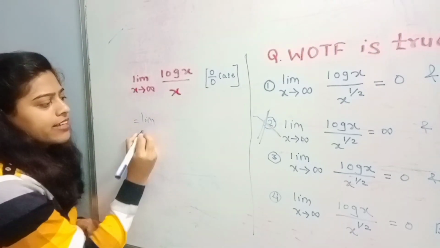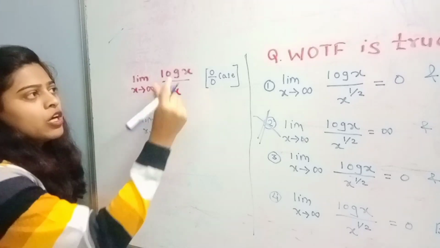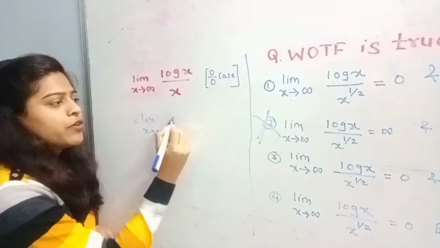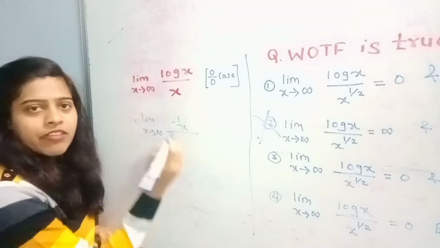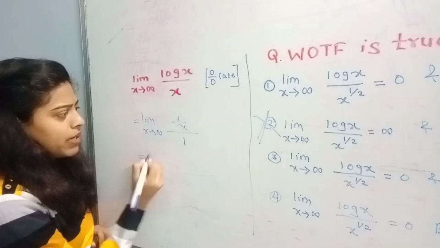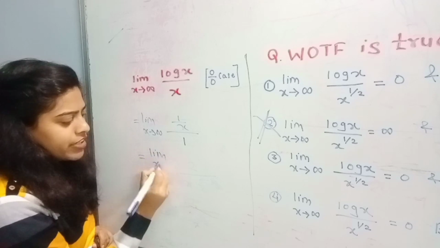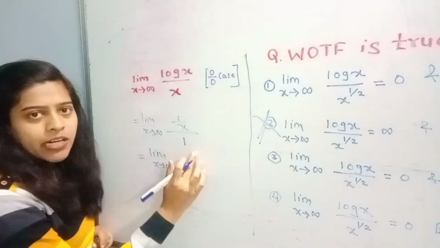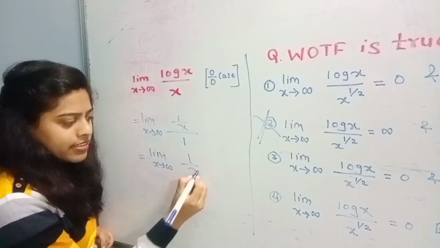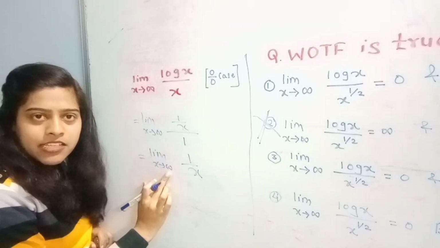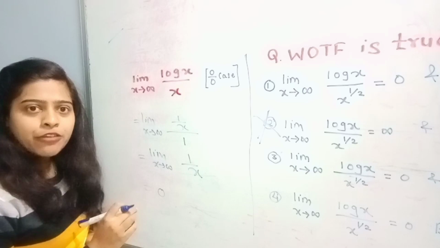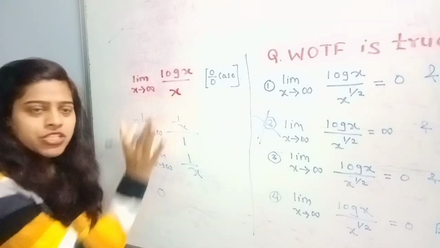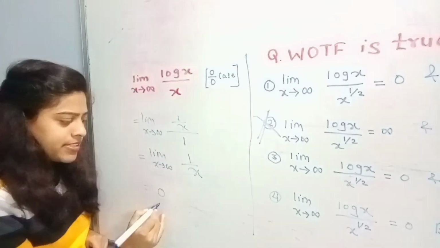Limit x tends to infinity log x, its derivative is 1 by x, divided by x, its derivative is 1. That implies limit x tends to infinity 1 by x, since anything divided by 1 is equal to itself. As x tends to infinity, this whole term tends to 0. Therefore, the limiting value of this function is also equal to 0.